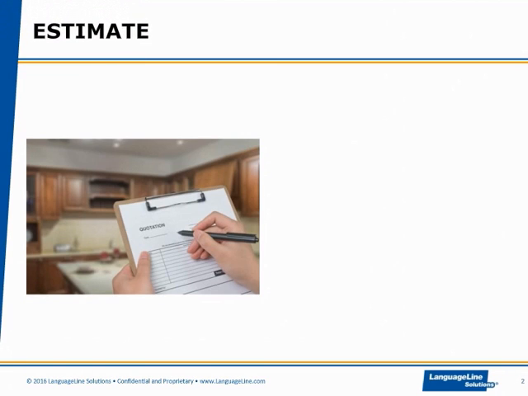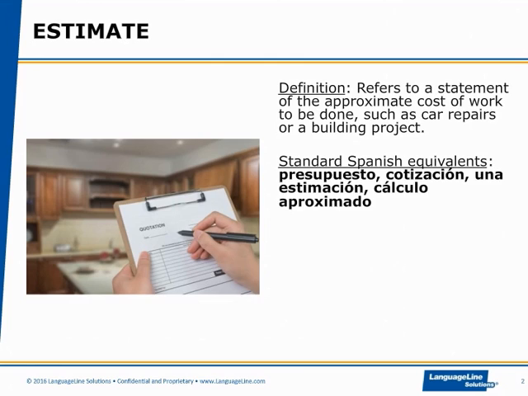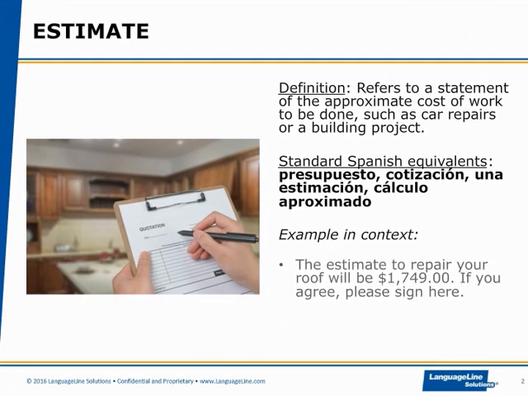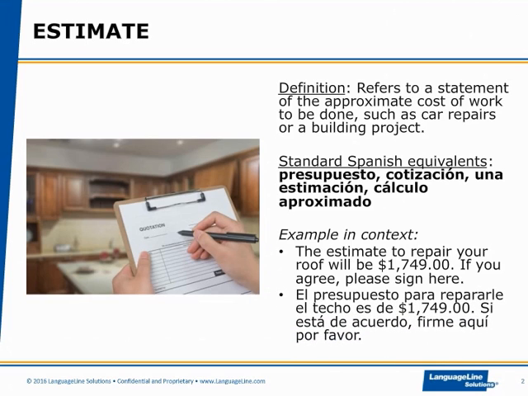Estimate refers to a statement of the approximate cost of work to be done, such as car repairs or a building project. Standard Spanish equivalent, presupuesto, cotización, una estimación, cálculo aproximado. Example in context. The estimate to repair your roof will be $1,749. If you agree, please sign here. El presupuesto para repararle el techo es de $1,749 y si está de acuerdo, firme aquí, por favor.